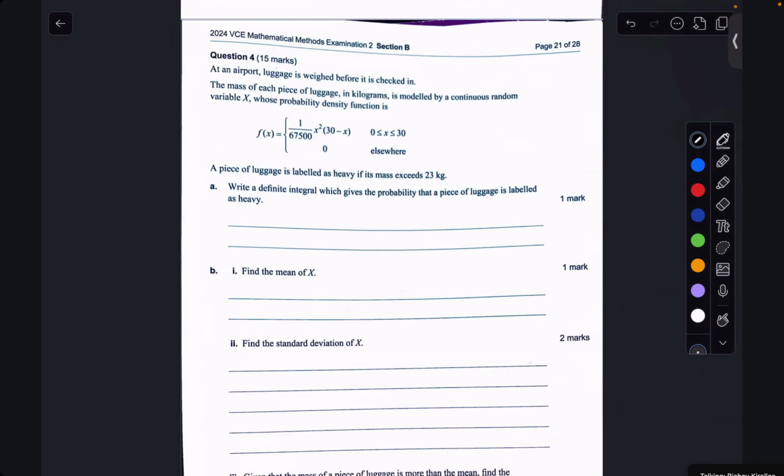At an airport, luggage is weighed before it is checked in. The mass of each piece of luggage in kilograms is modeled by that continuous random variable. Write a definite integral which gives the probability that a piece of luggage is labeled as heavy. It's heavy if its mass exceeds 23. That will be the integral from 23 to 30 of f of x dx. Find the mean of x.